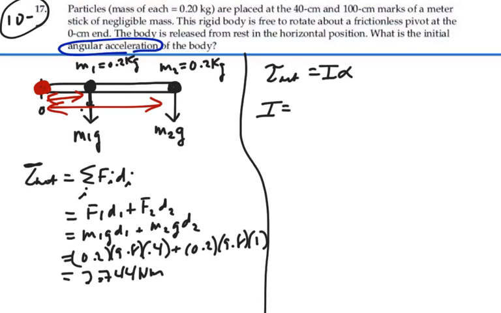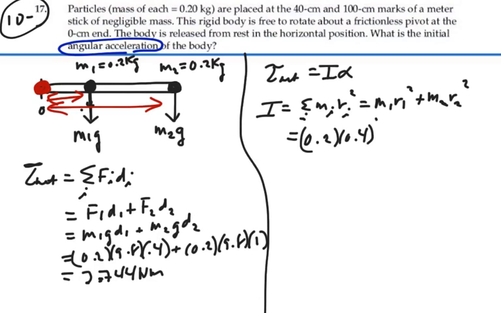Moment of inertia is the summation of every mass multiplied by its distance from the axis of rotation squared. So it's equal to m1 r1 squared plus m2 r2 squared. And in this case, that would be 0.2 times 0.4 squared plus 0.2 times 1 squared. So what is that? 0.232 kilogram meter squared. So that is our moment of inertia.